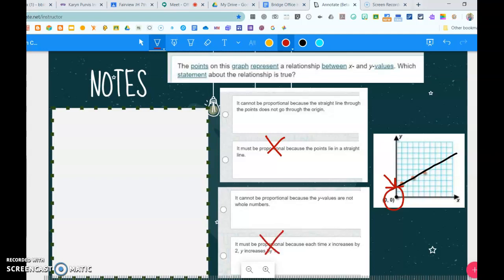So this one's out, and this one's out. Okay, so we know it is not proportional, which leaves these two choices. And what did I say it has to do every time? It has to go through the origin. So that's going to be the one we choose. It doesn't matter if your x and y values are whole numbers or not. That has no effect on whether or not it's proportional.